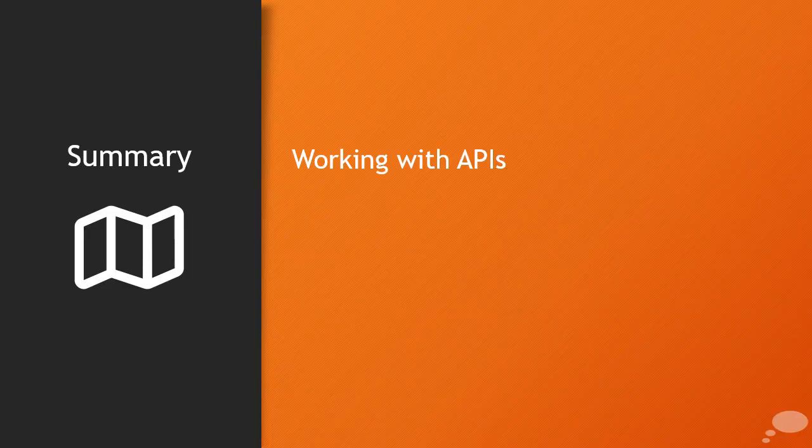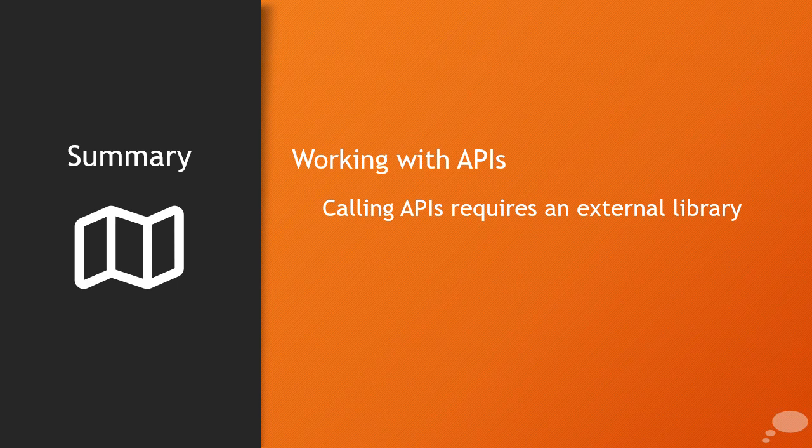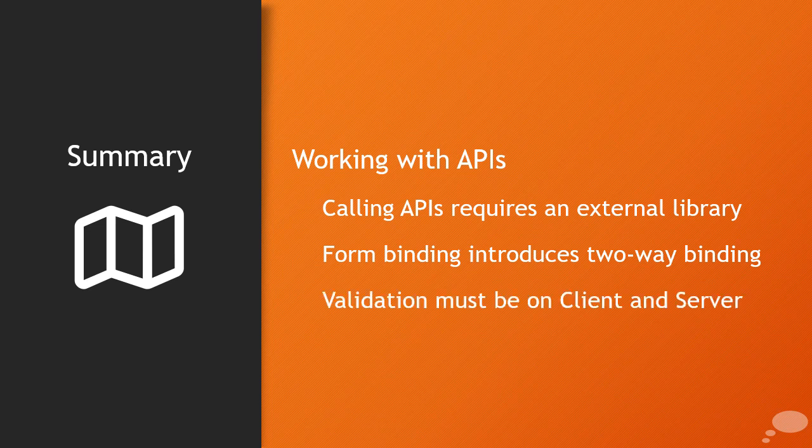So what have you learned in this module? I've talked about how calling APIs requires an external library, and I've shown you how that works. I introduced form binding so that you can use two-way binding in your own projects. And I've talked about how validation works and stressed the idea that it has to happen both on the client and the server.